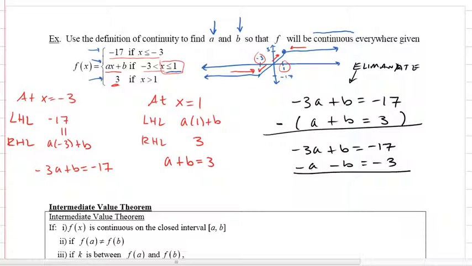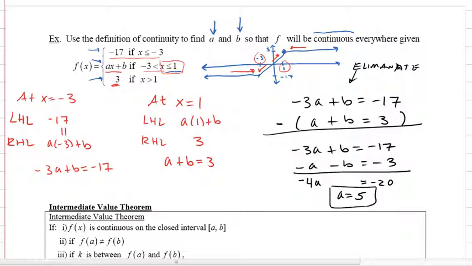Now we can go ahead and add up and down. We have negative 4a and we have plus 0b is equal to negative 20. Dividing by negative 4 on both sides, we get a is equal to 5. Box that answer.